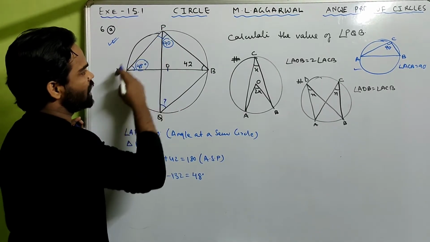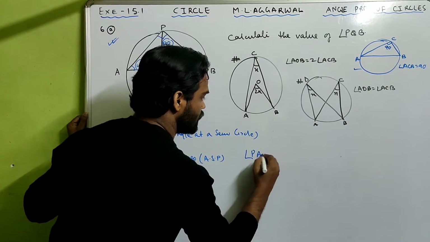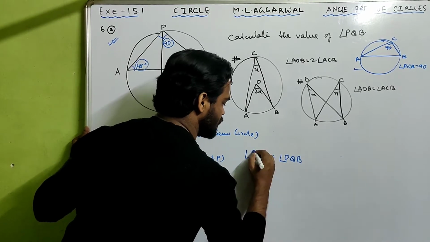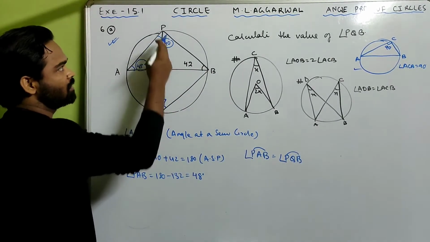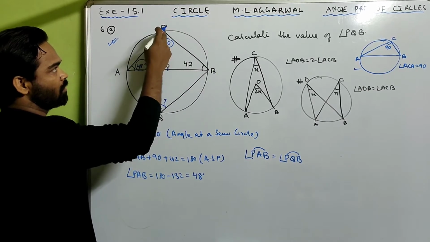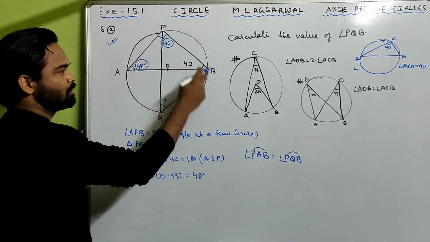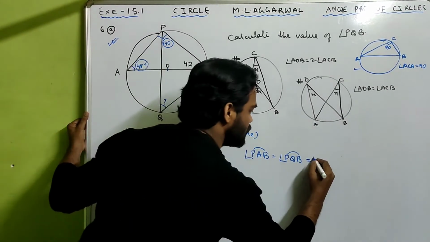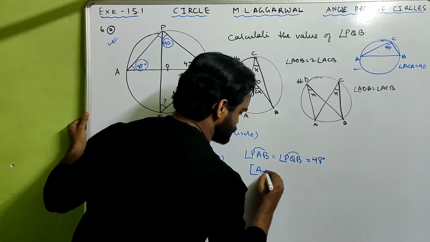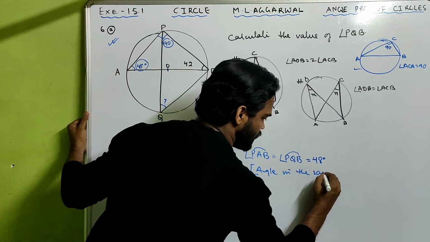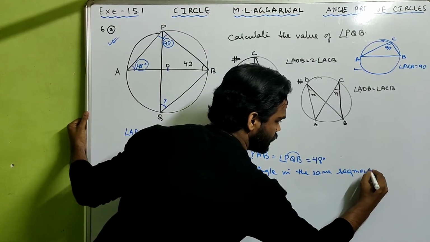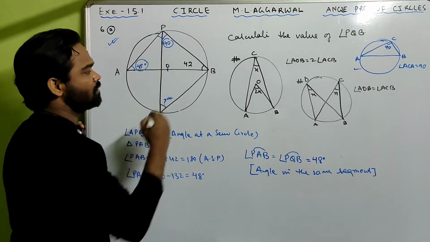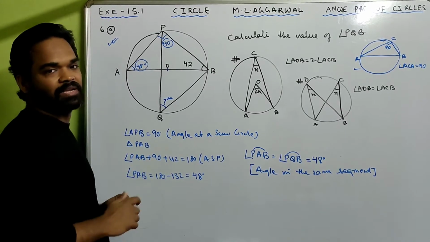Now look carefully. Angle PAB will be equal to PQB since the segment is same, angle in the same segment. See, from the arc PB only, we had PAB, PQB, okay? Which means PAB is equal to PQB equals 48 degree. Angle in the same segment, isn't it? Pretty easy. Just use angle at circumference, then angle in the same segment, and you will get the value. Okay. Now let us look at the next sum.